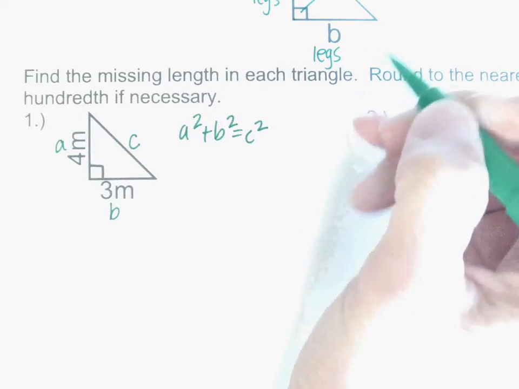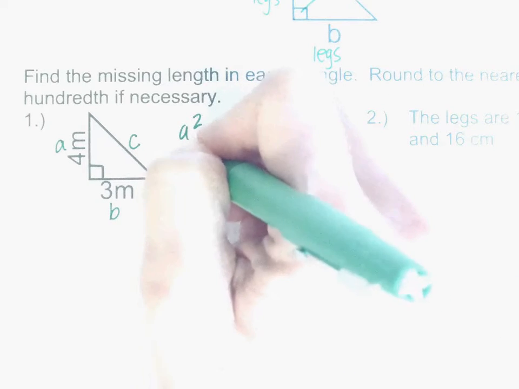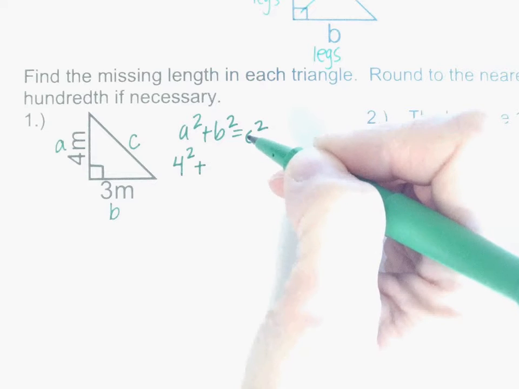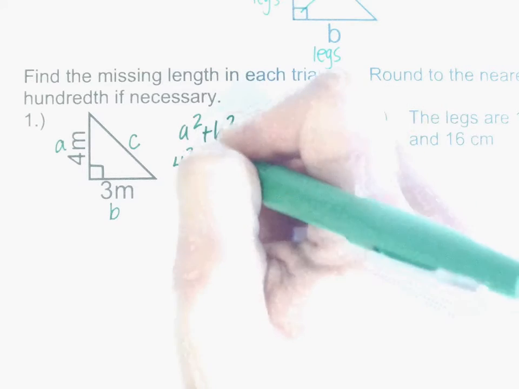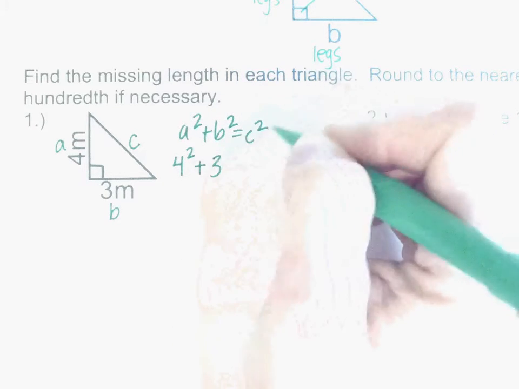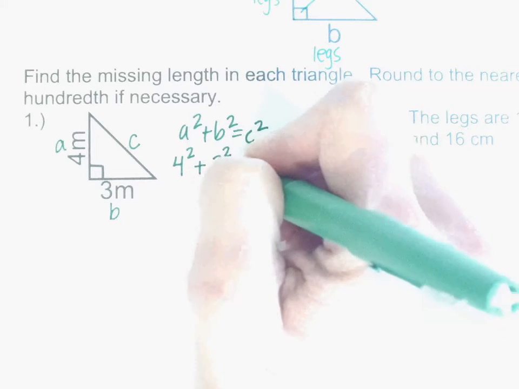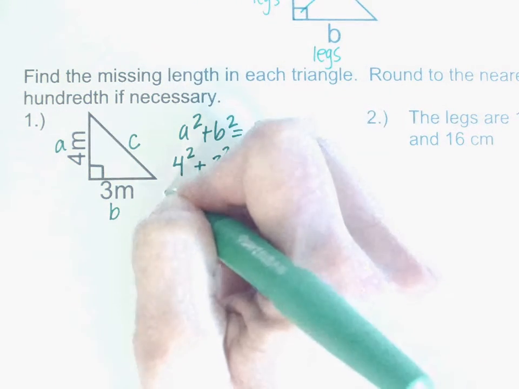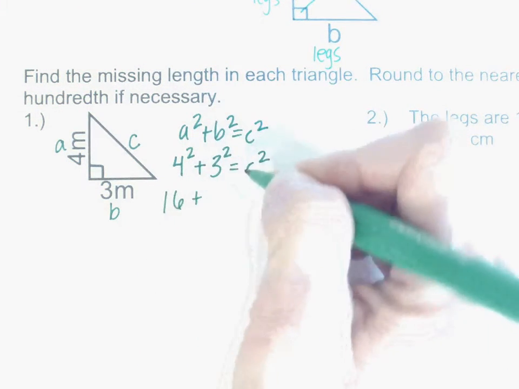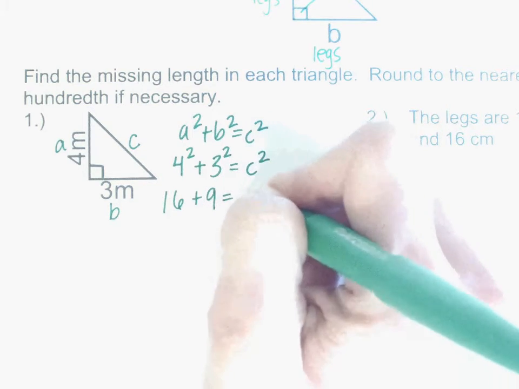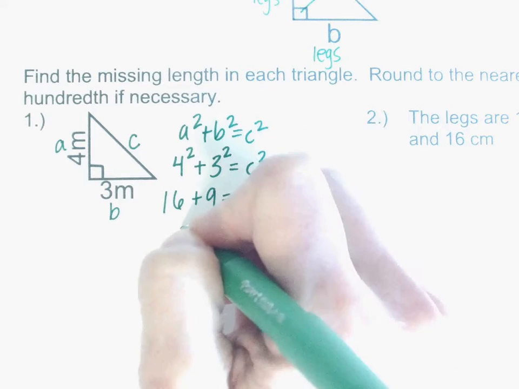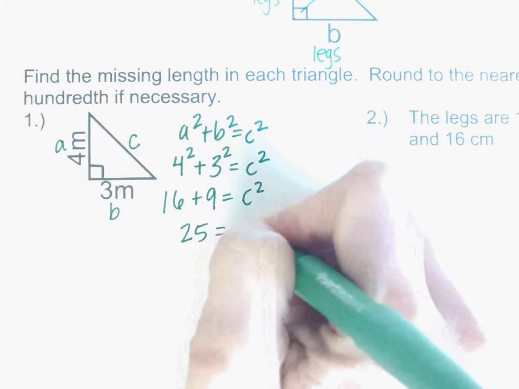From here, I'm going to substitute 4 in for A. Make sure that the squared is dropped down, put 3 in for B, again make sure squared is dropped down, and then drop down C squared. The next step is actually to square the numbers. So 4 squared is 16, 3 squared is 9, and then drop down C squared. We're going to add together 16 plus 9, and that's 25, drop down C squared.